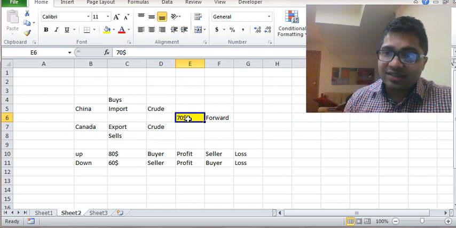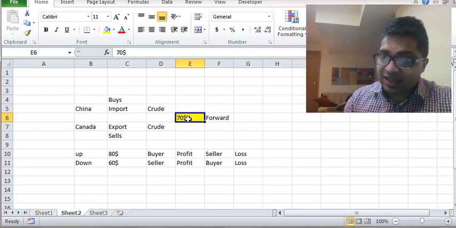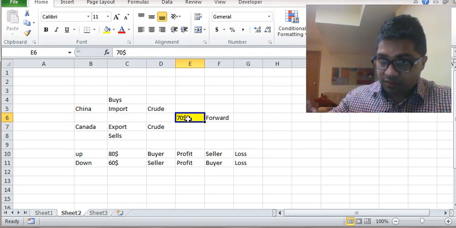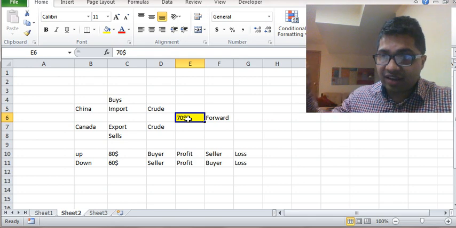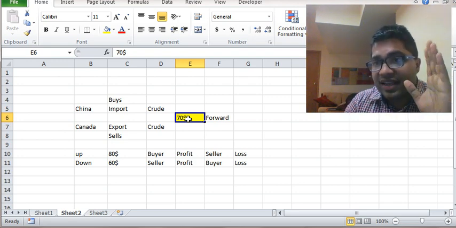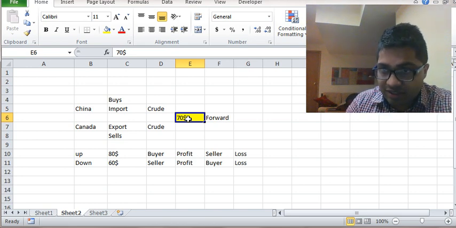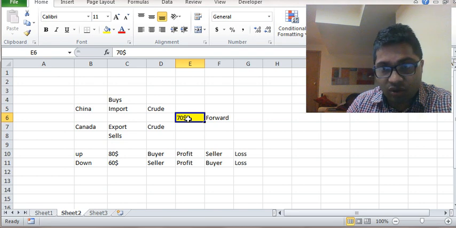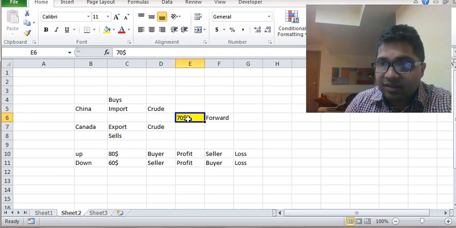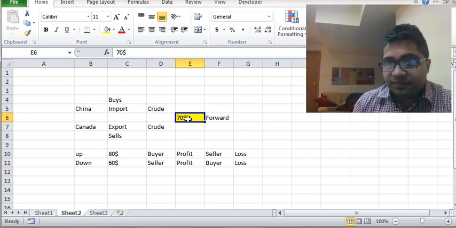Both buyers and sellers had the right and obligation to buy and sell. So China has to buy, and China can also make Canada sell. Same way, Canada has to sell, as well as it can make China buy. So both parties have rights and obligations. A few unique things about forwards: they're customized, they're traded over the counter, not on an exchange, they are non-standard, and they have counterparty risk.